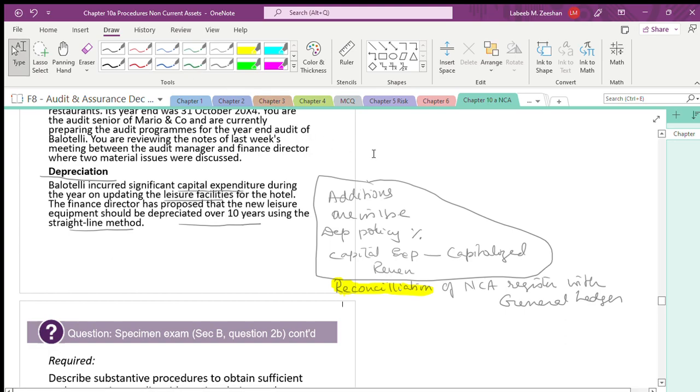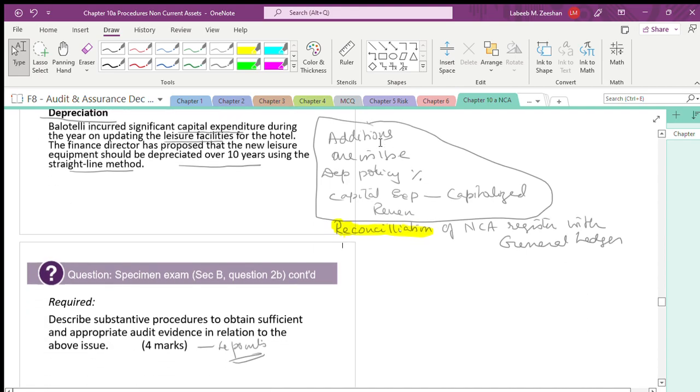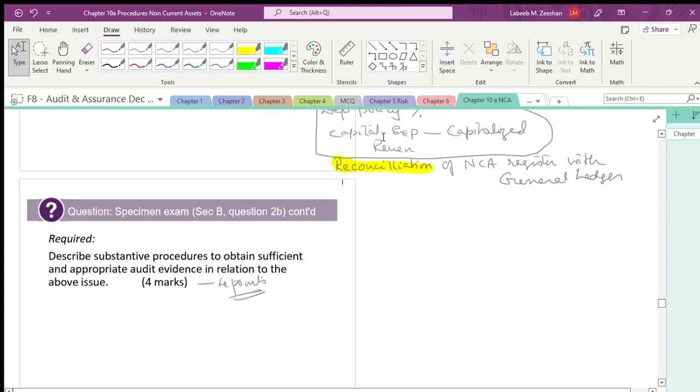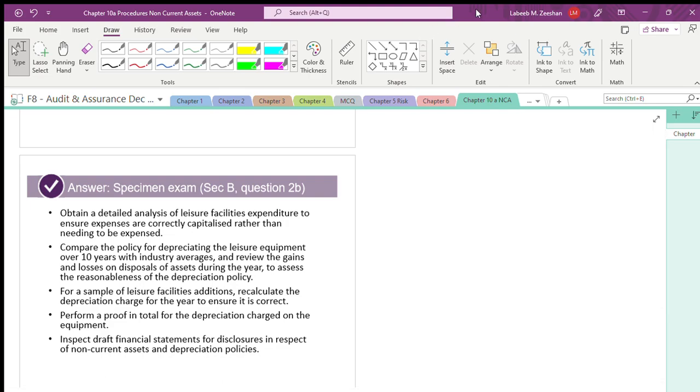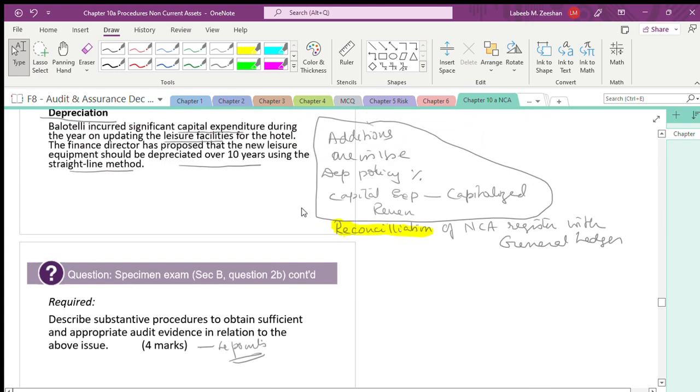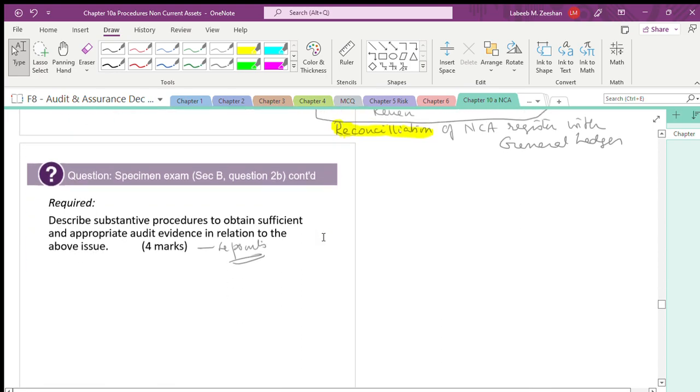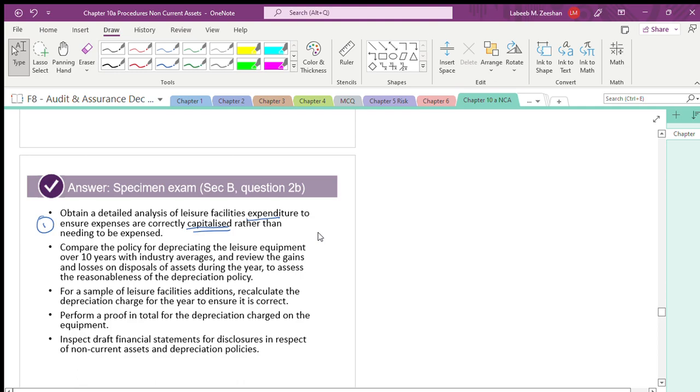Now, first start with additions. You will get more. What they say: obtain an analysis of the expenditure to ensure that they have been adequately capitalized. We have done this, is it right? What we have done? Capital expenditure or not. That's very simple. Otherwise it has to be expense.